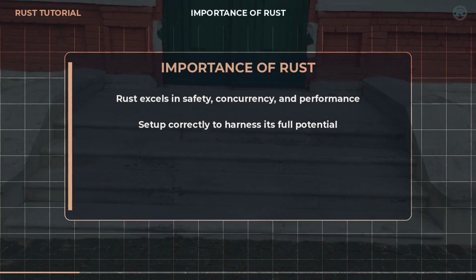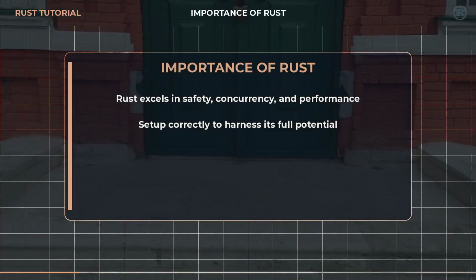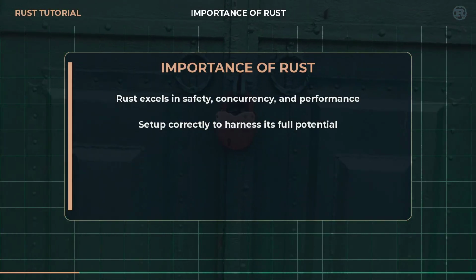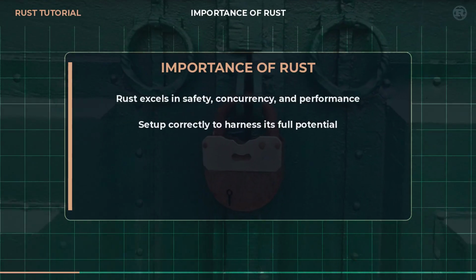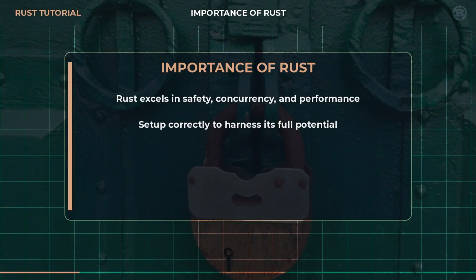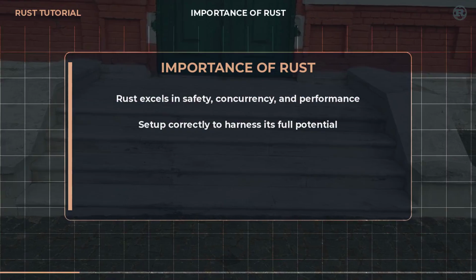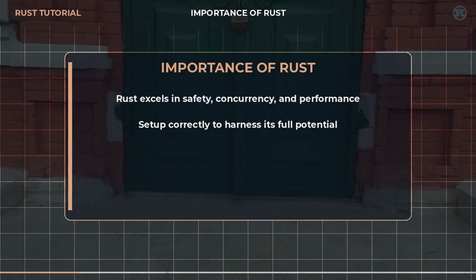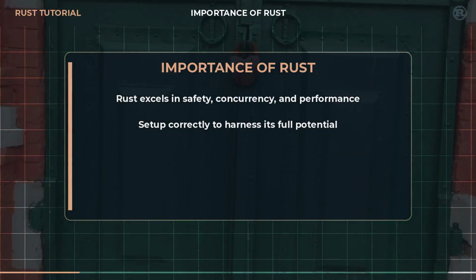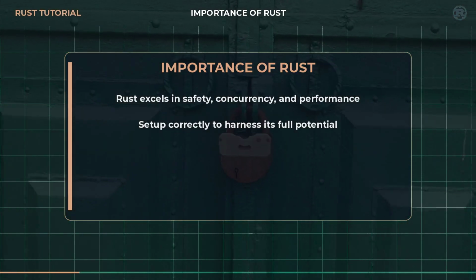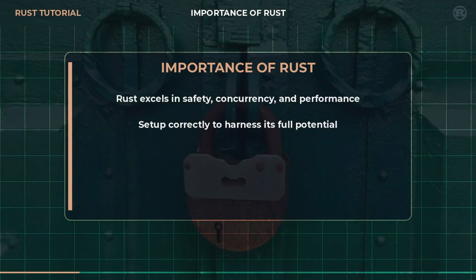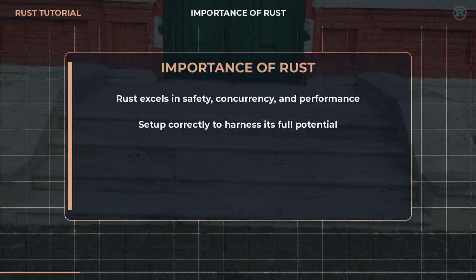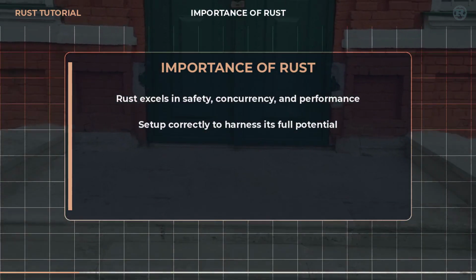Rust is rapidly gaining traction in the programming world due to its unparalleled focus on safety, concurrency, and performance. These features make Rust an ideal choice for modern software development, ensuring reliability and efficiency. However, to fully leverage these advantages, it is crucial to set up the Rust toolchain correctly. A proper installation not only maximizes performance, but also helps avoid common pitfalls, allowing developers to utilize Rust's full capabilities.